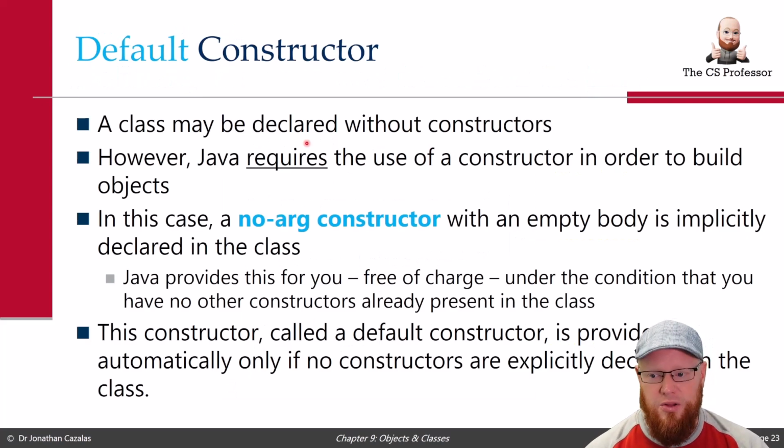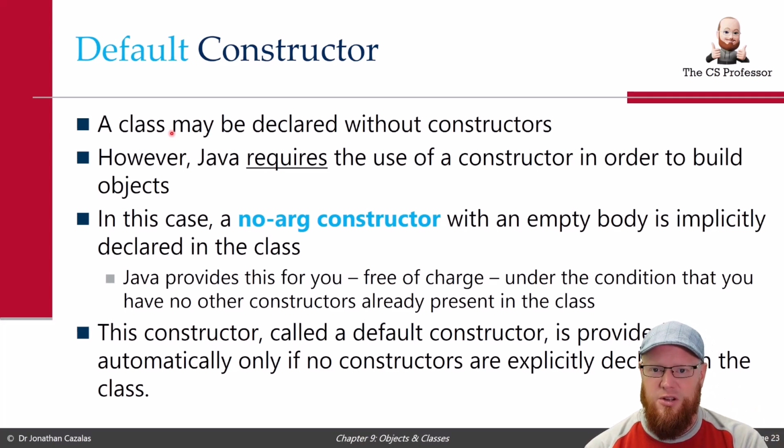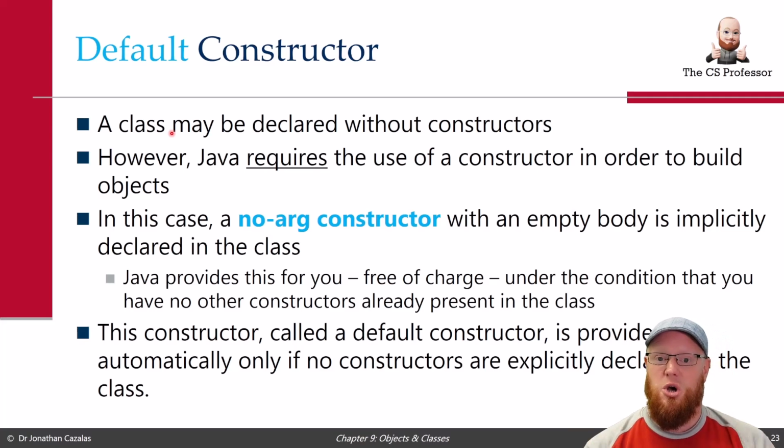So default constructor, we've talked about. A class can be created without any explicit constructor given by the developer, by the programmer. However, Java requires the use of a constructor in order to build objects. So how do we reconcile that? That we say Java requires a constructor, but it could be the case that you, the developer, don't put a constructor. How do we reconcile that?